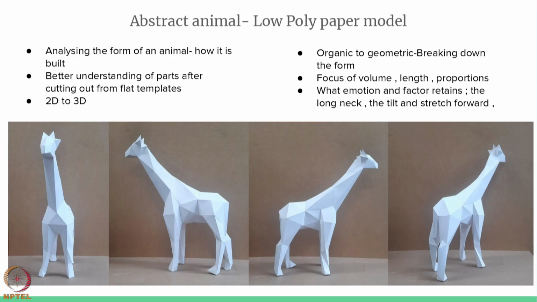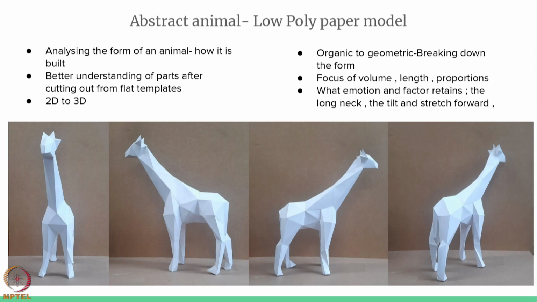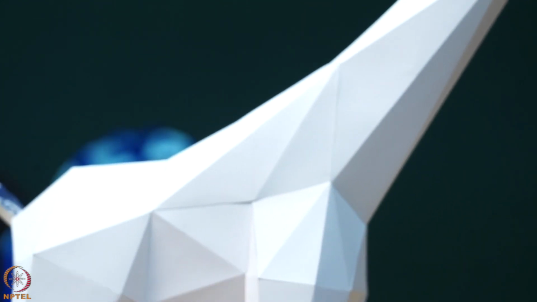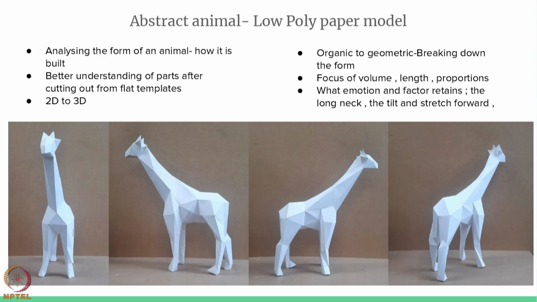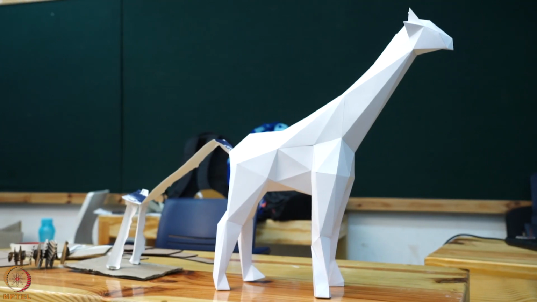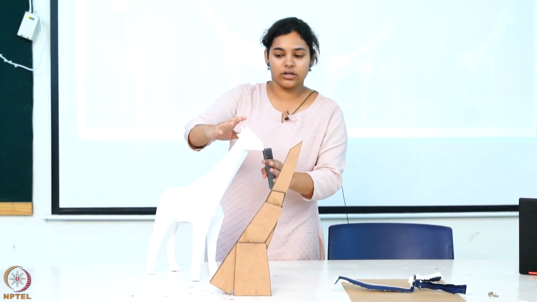By doing this assignment, I had a better understanding of how it got converted from 2D to 3D. We took templates and folded them to make a 3D form, and saw how the organic structure and curves of the giraffe were converting into a geometric form. I could understand the volume and proportion of the giraffe, how the legs are proportionate to the neck, the face, the ears and the eyes, and the tail at the back, and the whole volume. I understood the proportions of the animal and how to simplify it more, and yet contain the emotion that the giraffe has to express.